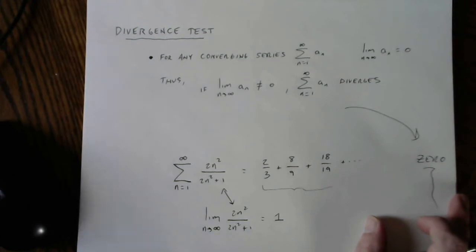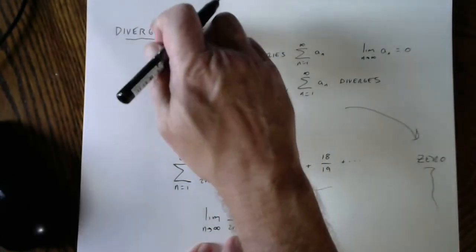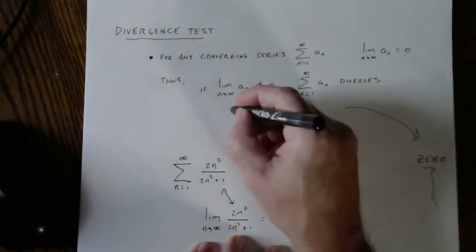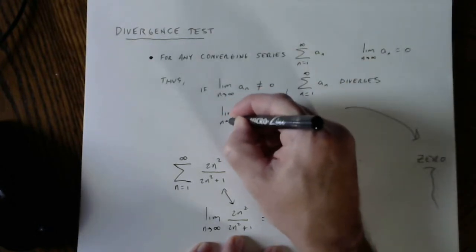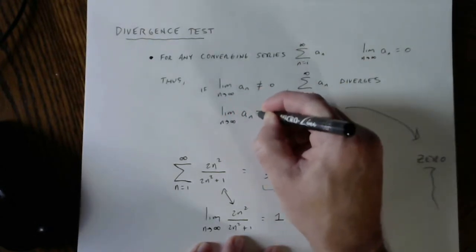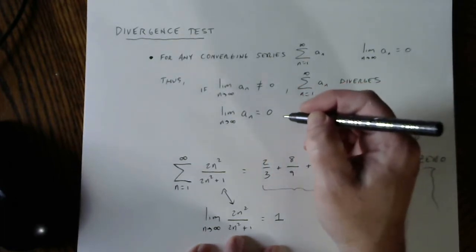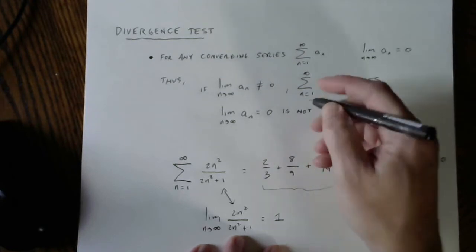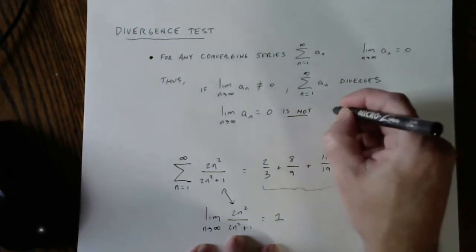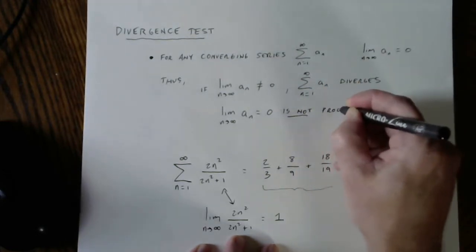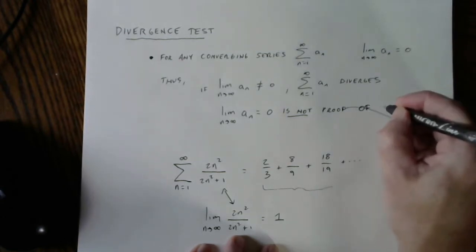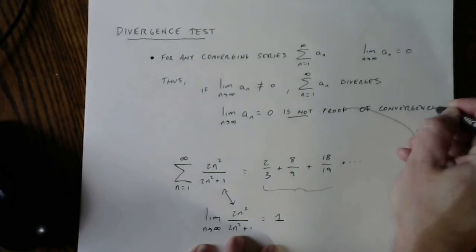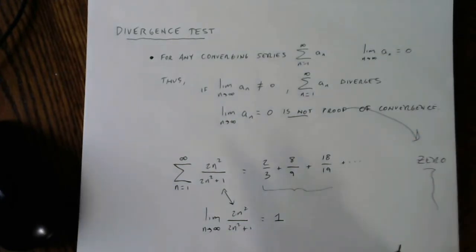A very, very, very important point is this is called the divergence test because it can show divergence. If the limit happens to be 0, you've shown nothing. The fact that the limit might happen to be 0 is not proof of convergence. Very important point.